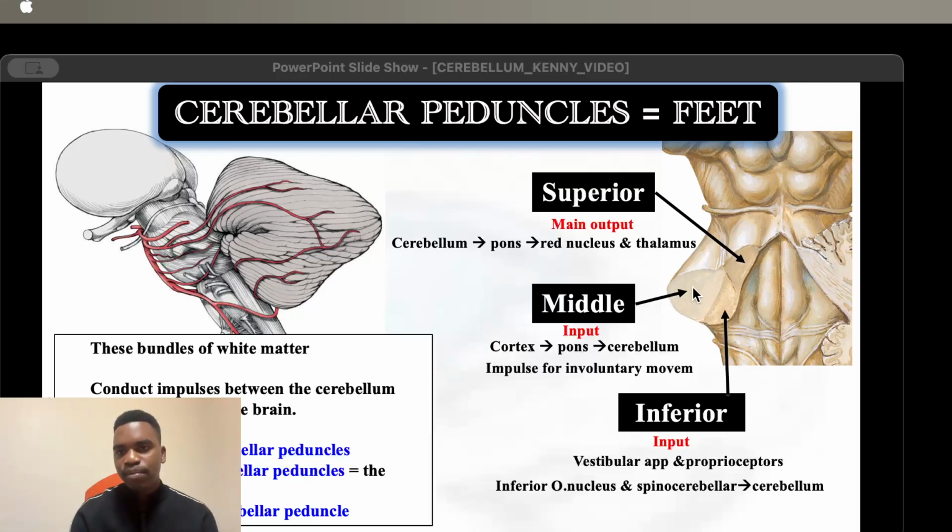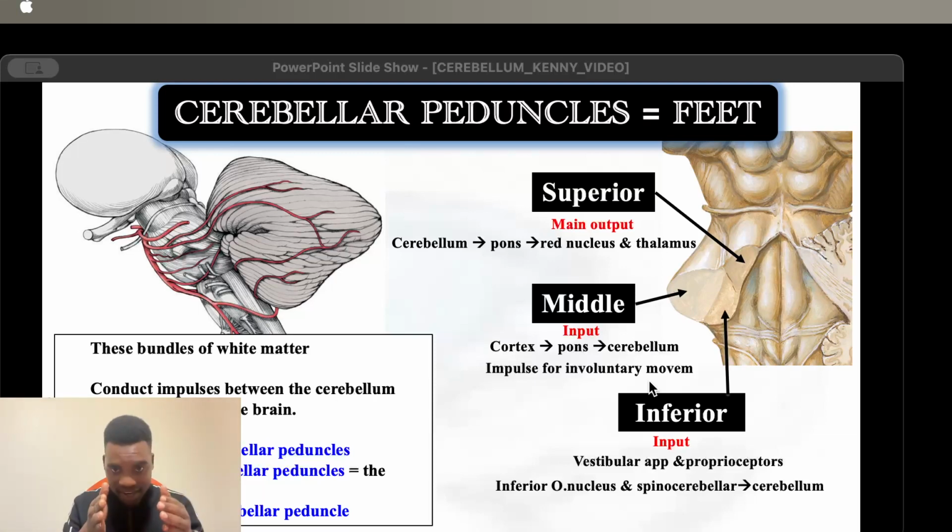The middle cerebellar peduncle is the largest of the three cerebellar peduncles, the three cerebellar feet. And remember, they are all found bilaterally. So what is on the left side is also on the right side of the cerebellum. But these two, the two lower cerebellar peduncles, are the main input.